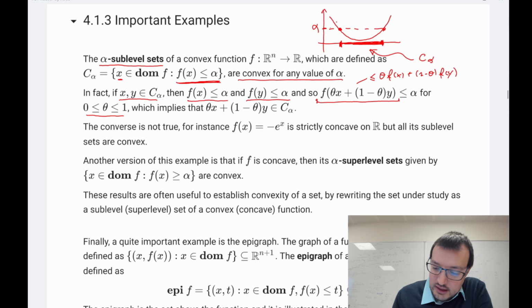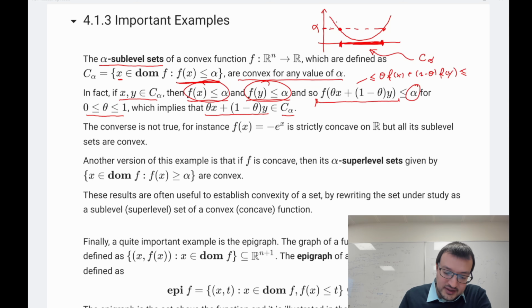And now we know that this has to be less or equal. Then we exploit this relation and this relation, giving alpha theta plus 1 minus theta times alpha. We do the sum and we end up with alpha. This shows that the point theta x plus 1 minus theta y belongs to the alpha sublevel set, and so this set is convex.